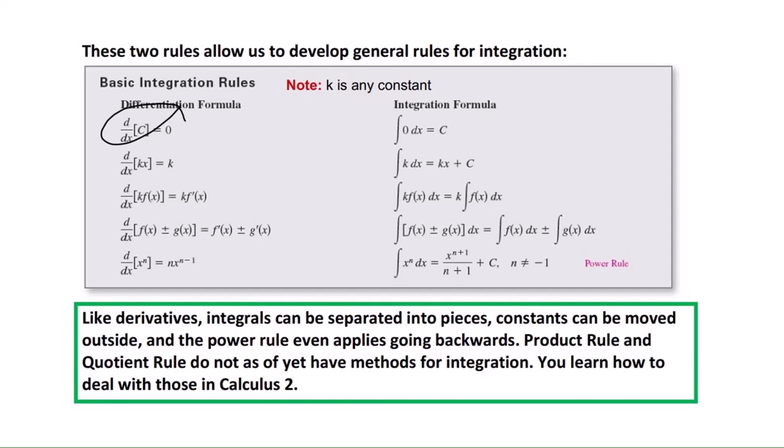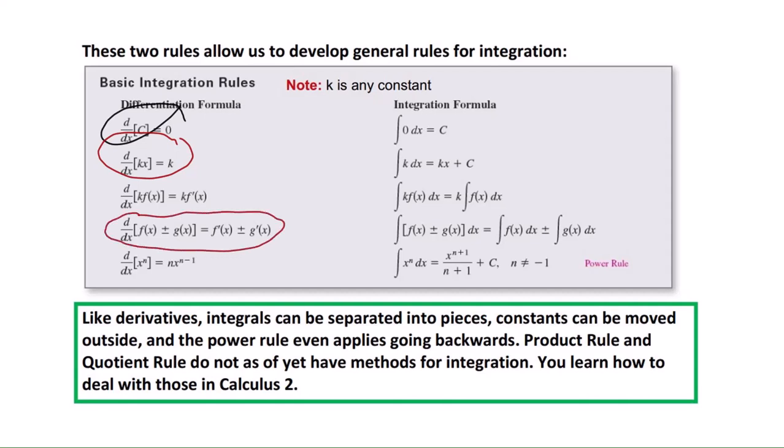Look at the next one over here on the left. We've got the derivative of some constant times x. Well, we know that that's just a constant. So if that was take the derivative of 9x, we know we'd get 9. Over here on the right-hand side, if you're trying to integrate just a constant, you know that the antiderivative is going to be that constant times x. And you can work your way through here. You can see that you can pull out constants.